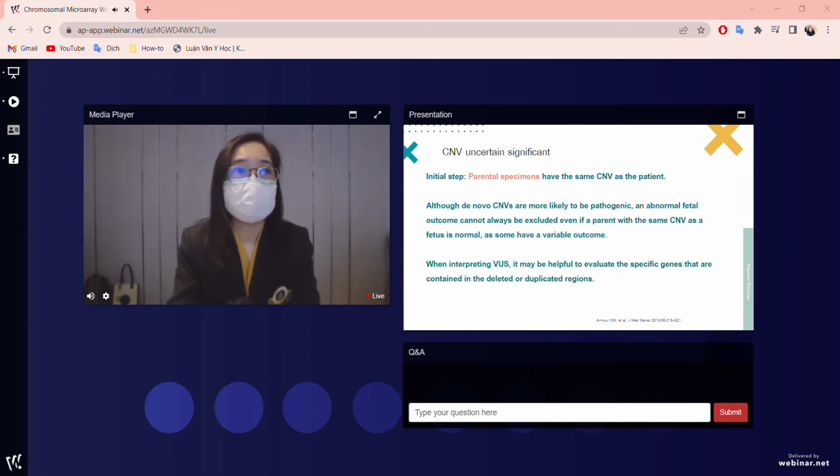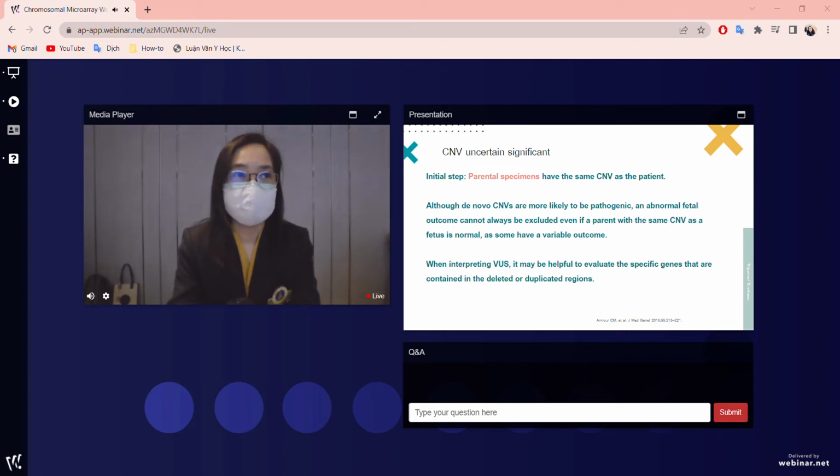So I would like to point out three challenging points after we get the result, which is the post-test counseling. The first is uncertain significance. The first step is that we need the parental specimens to look at whether the parents have the same copy number variation as the fetus or not. If not, it is called a de novo CNV, which is more likely to be pathogenic. But in a different way, if we find the same CNV in one of the parents, it still cannot exclude that the fetus is normal.